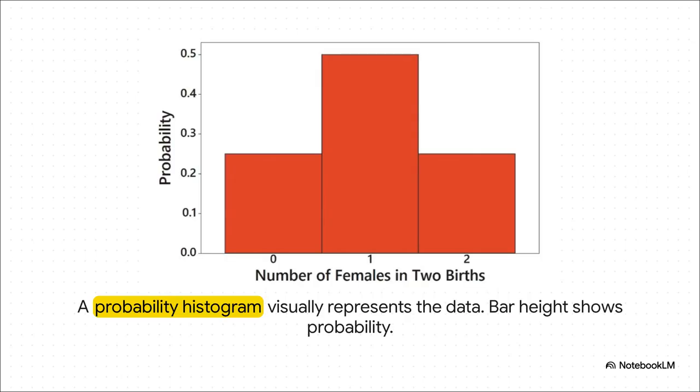And if you're a visual person like me, a probability histogram makes this crystal clear. The taller the bar, the higher the probability. You can see in an instant that getting 1 female is the most likely outcome. That bar for 1 is literally twice as tall as the others. It's a great way to see the shape of the data.